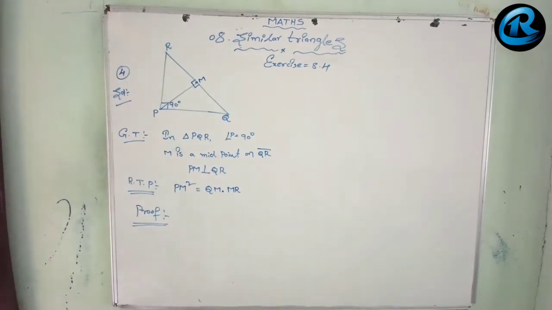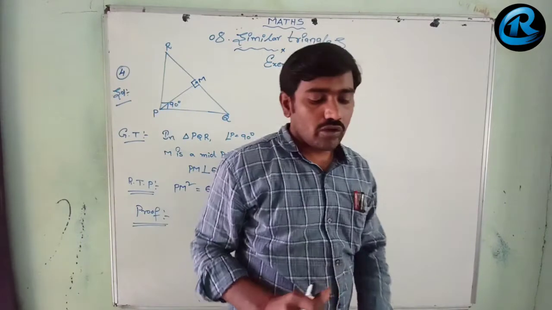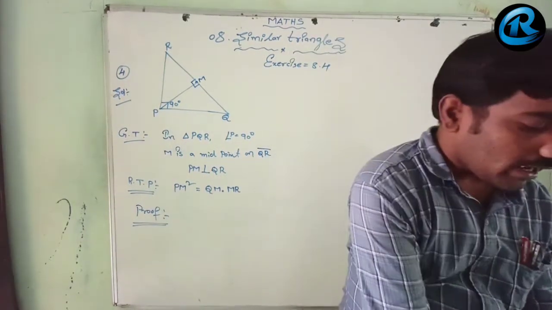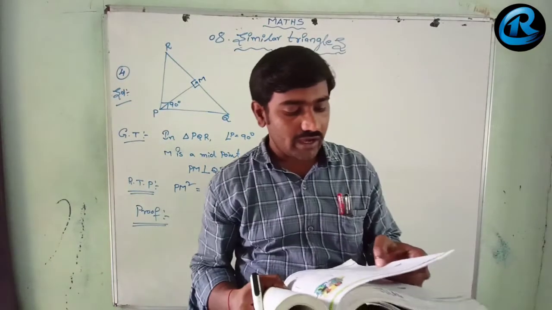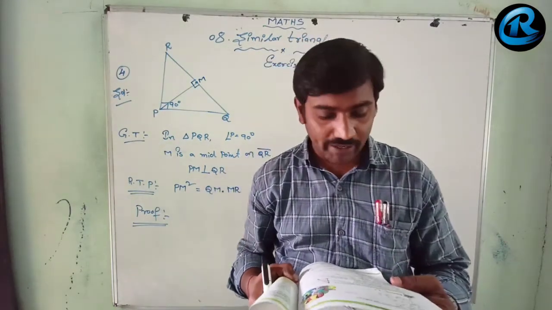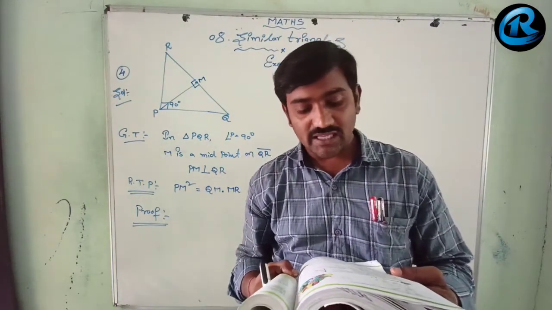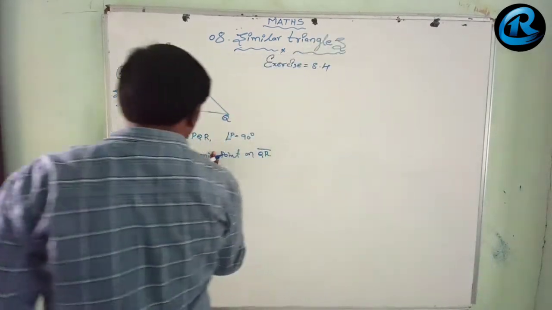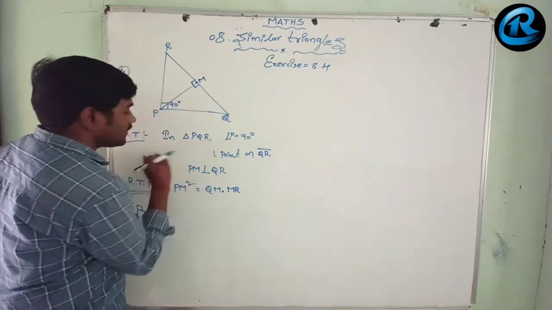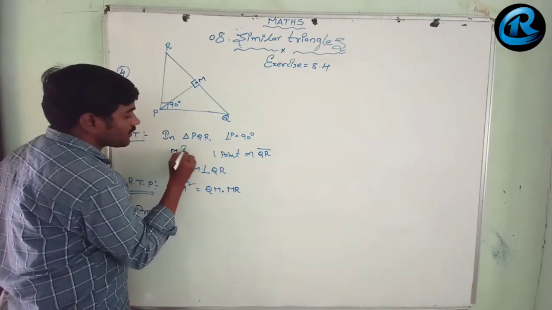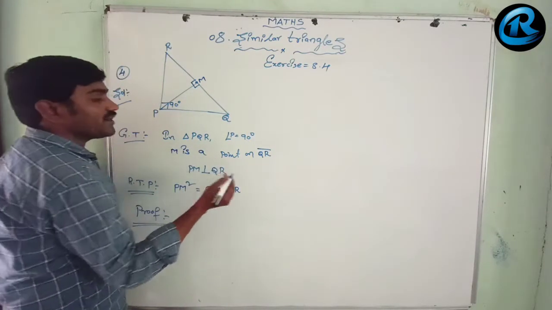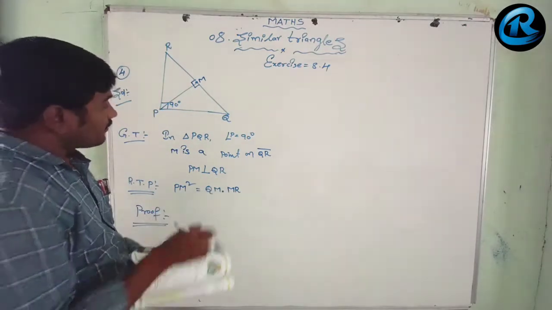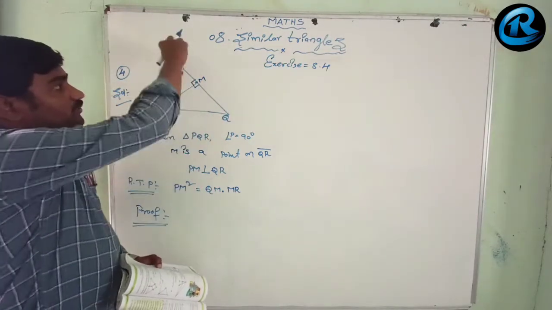Here the question number 4 now. Let us see the question number 4. What is the question number 4? See, in triangle PQR, PQR is a triangle right angled at P and M is a point on QR, such that PM is perpendicular to QR.